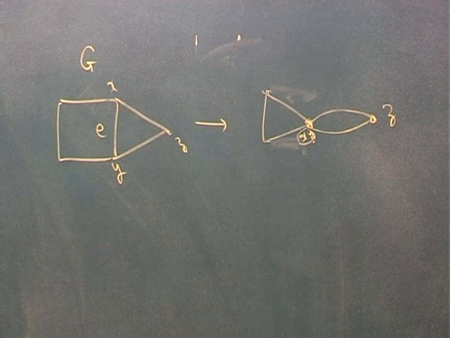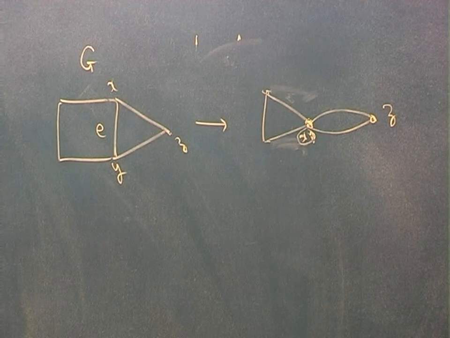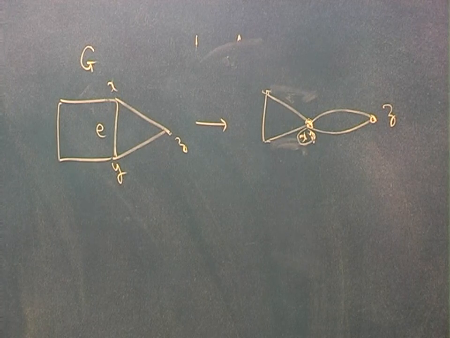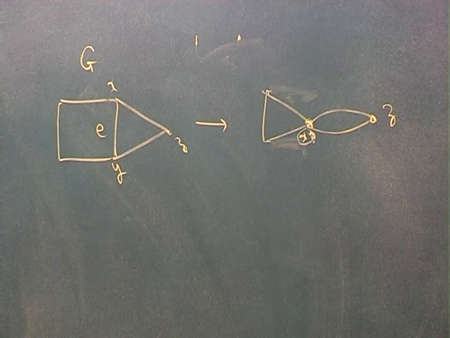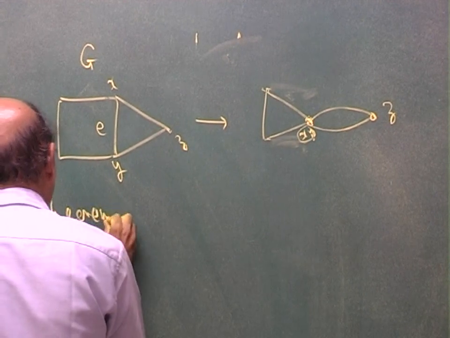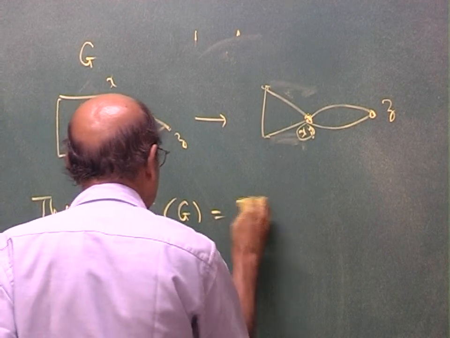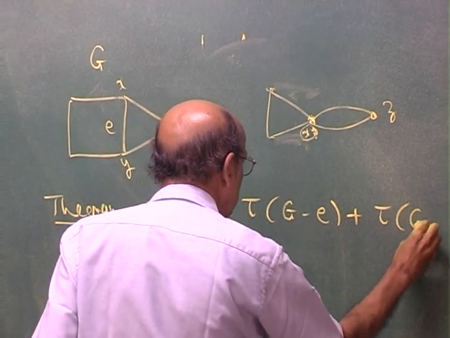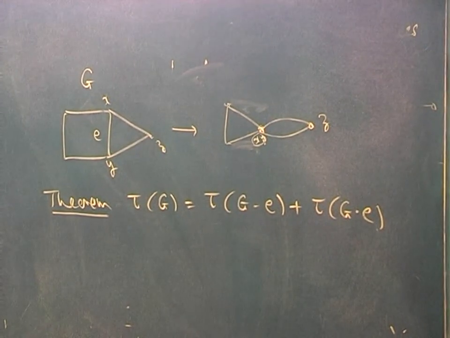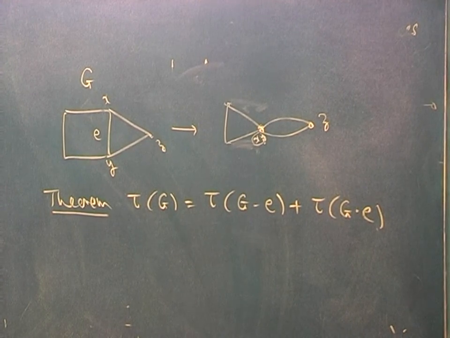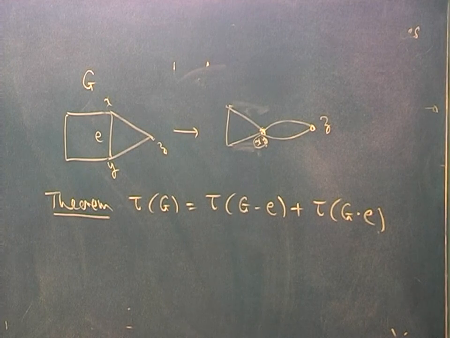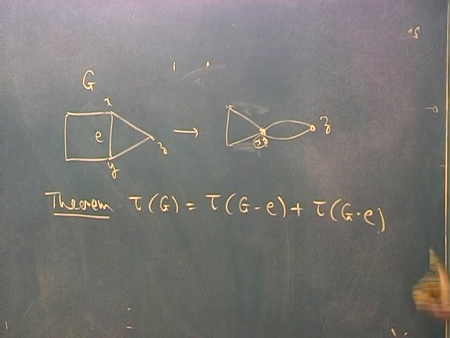When you contract an edge, the number of edges in the contraction will be one less than the number of edges in G. Number of vertices will also be one less than the number of vertices in G. Here is the theorem. Okay, I'll leave the proof of this to you.